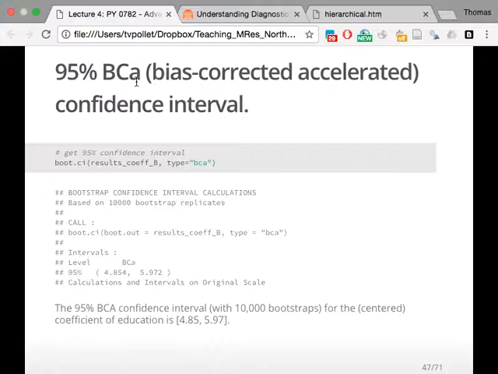Everybody understands why you want to do this? Because it gives you a range of uncertainty for a coefficient. So basically, we just ask the computer to repeatedly sample and do the same thing over and over and evaluate those statistics. With me?